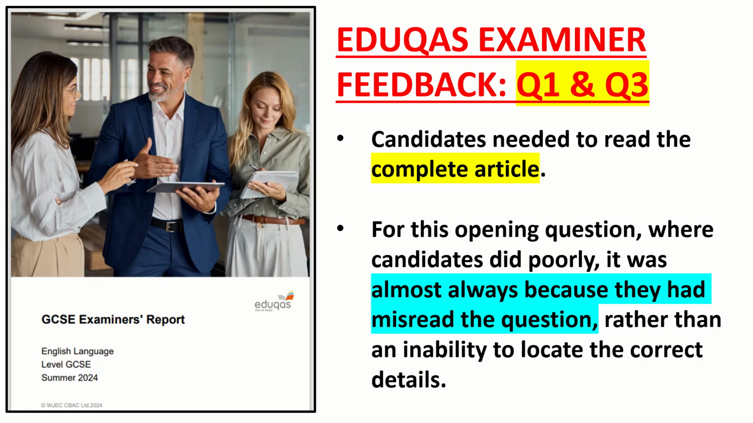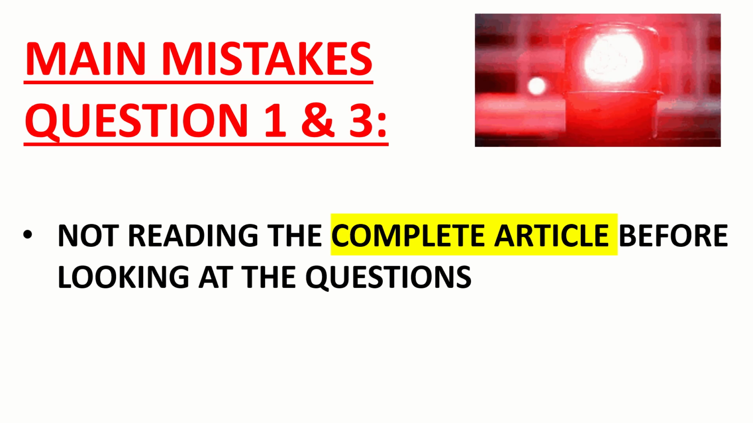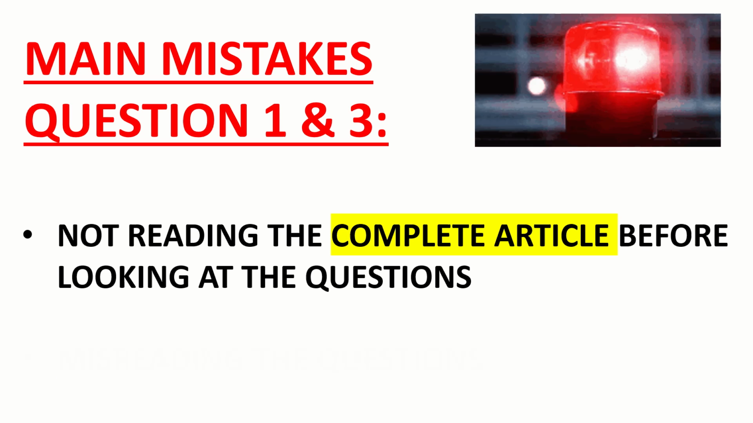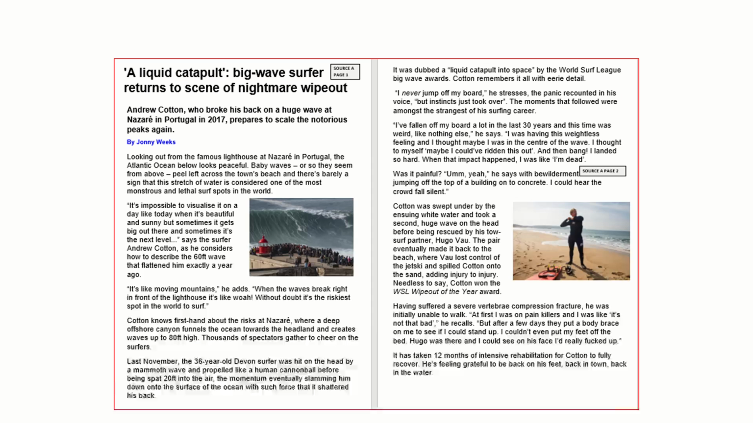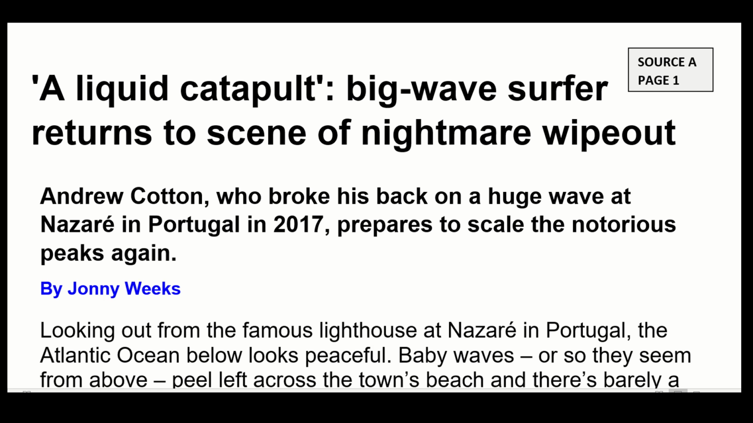And where students didn't do very well in this question, it was because they misread the question, actually, rather than not being able to find the details. The details should be pretty easy to find, so make sure you read each question twice. That'd be good exam technique. Okay, so to sum up then, the main mistakes are not reading the complete article before looking at the questions and misreading the questions. So let's read extract 1. I'm going to read it. If you don't want to read it and just want to look at the quotes for the next question, scroll on. If you want to read it yourself, then feel free to pause me.